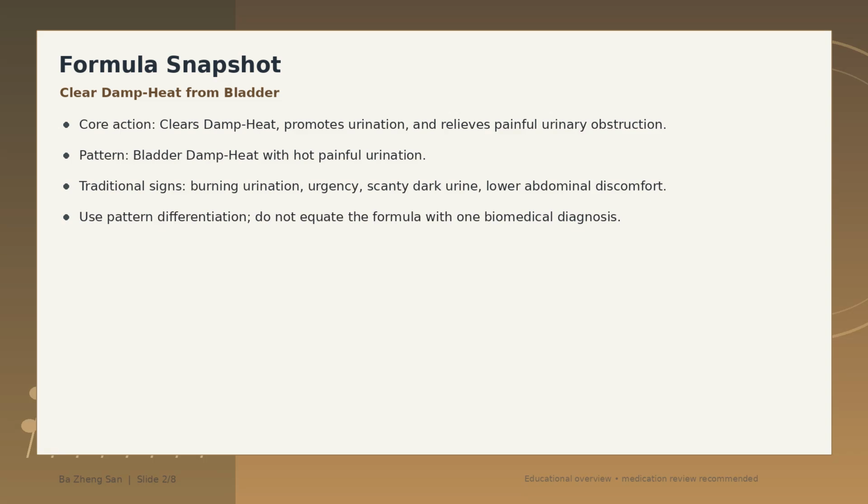Typical clues include burning urination, urgency, scanty dark urine, lower abdominal discomfort, yellow greasy coat, and rapid pulse. These findings are not all required, and the same biomedical diagnosis can present with different Chinese medicine patterns. Conversely, these traditional signs can arise from multiple biomedical conditions. That is why pattern differentiation and conventional red flag screening should occur together.